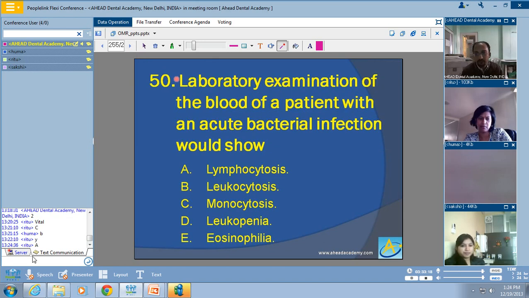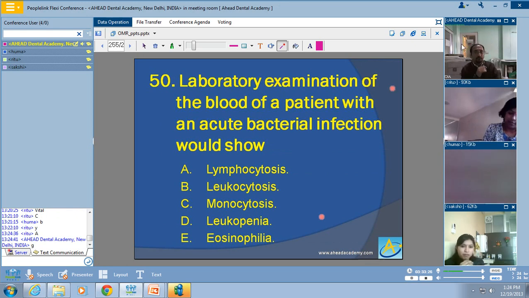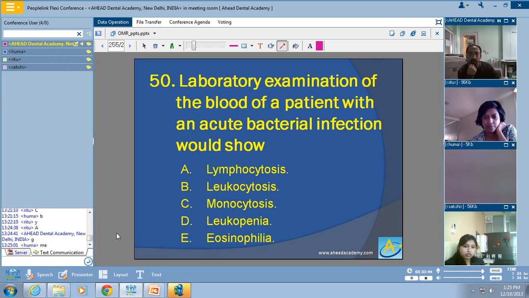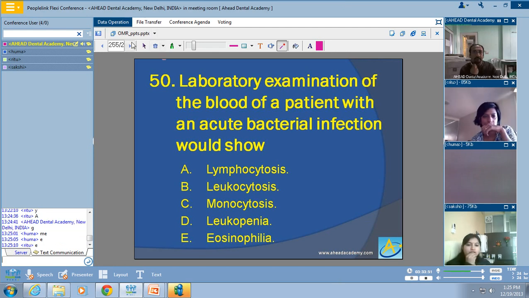So this is the last question of today's discussion. Laboratory examination of the blood of a patient with an acute bacterial infection would show what? It's actually very easy. Lymphocytosis, leukocytosis, monocytosis, leukopenia, or eosinophilia. Eosinophilia, absolutely not. I'll just tell you.